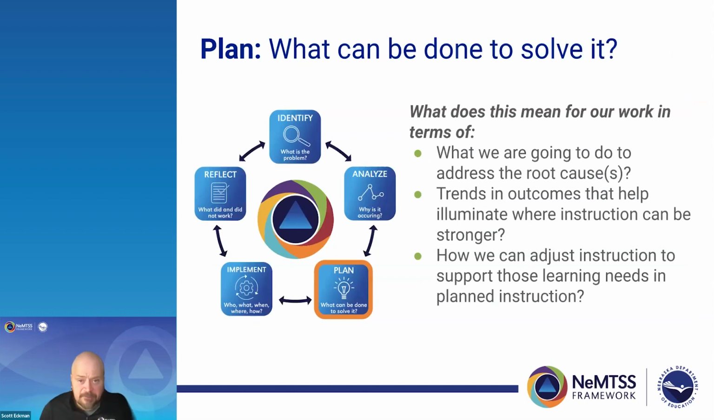So the third step of the problem-solving process is the planning stage. Here, teams should reflect on, all right, what can we do to solve this problem? They should address what they will be doing to address that root cause of the problem and what professional learning will be needed to support the team in that plan. They should also be considering what trends in outcomes will help illuminate where instruction could have been stronger, and how they can adjust instruction to support those learning needs.